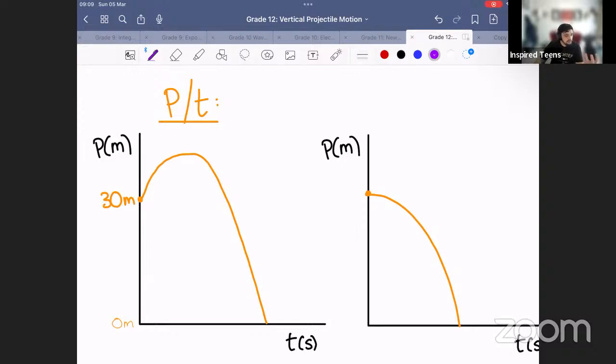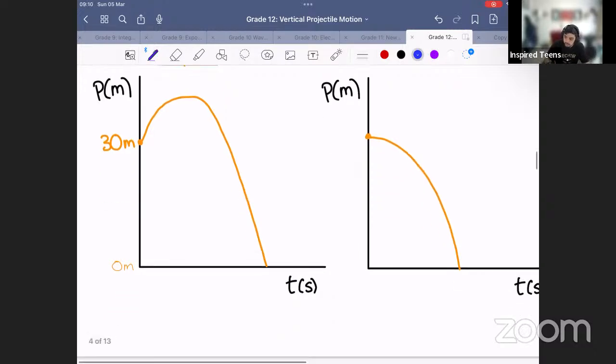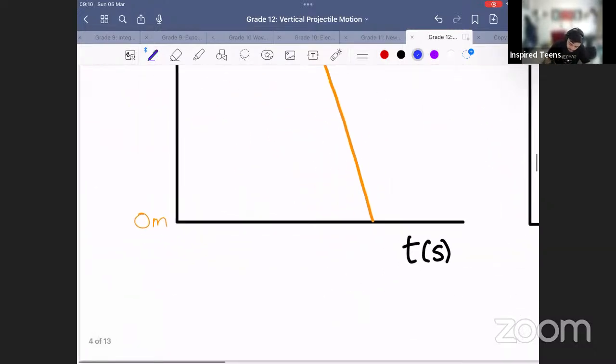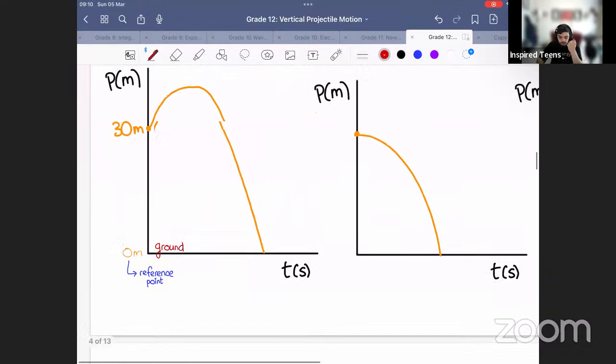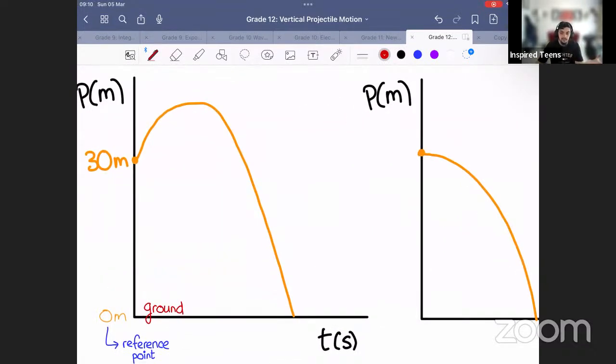All right. So the first position versus time graph. First thing we need to note is the reference point. The reference point is your 0 on the x axis. Now, in most cases, your reference point is the ground. So 0 meters is referred to as the ground. Okay, so now that makes sense because the ground has no height. So when the ground is made reference, that makes a lot of sense, right?